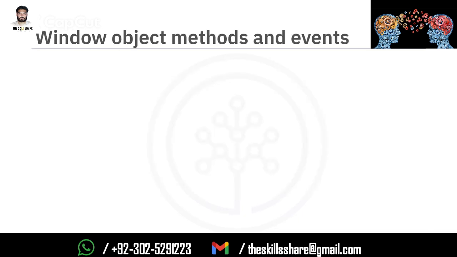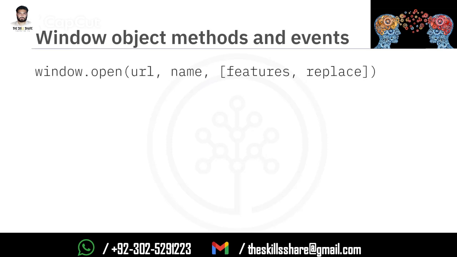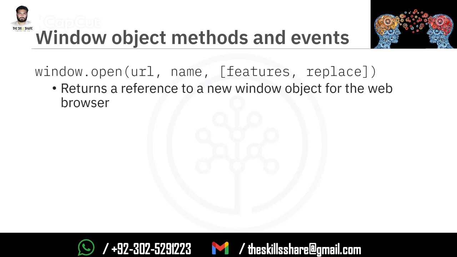Here are some window object functions and events. To open a new browser window, use the window.open function. This method returns a reference to the new window object. You can use this reference later to close the window with the reference name followed by the close function.